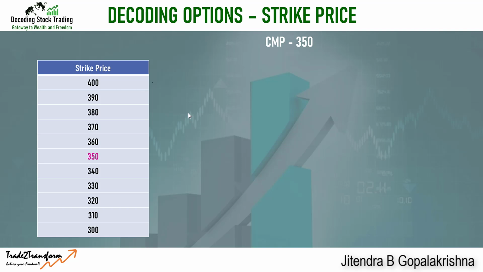Now, if these are the strike prices, the strike price which is equivalent to the current market price, then we have calls. For a call, the strike price which is equivalent to the current market price is called as ATM strike price. Now, ATM stands for at the money, ATM strike price. Just remember these terminologies. Current market price is 350 and the strike price 350 is called as ATM.